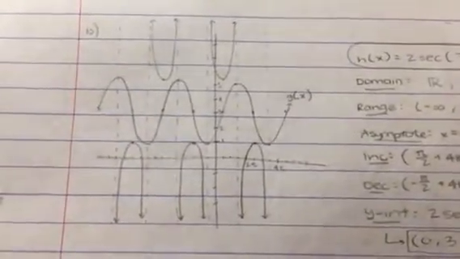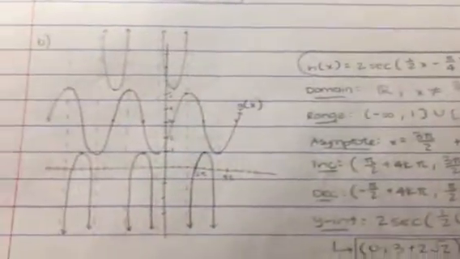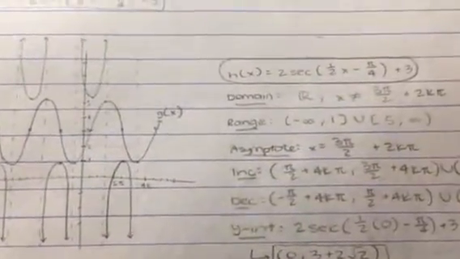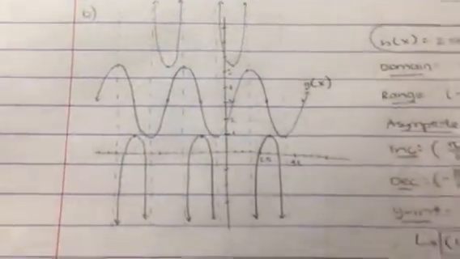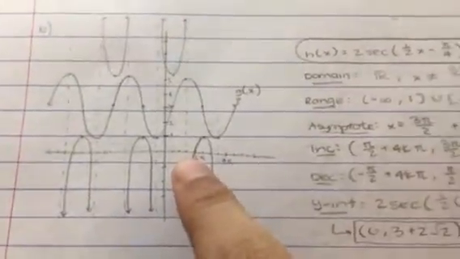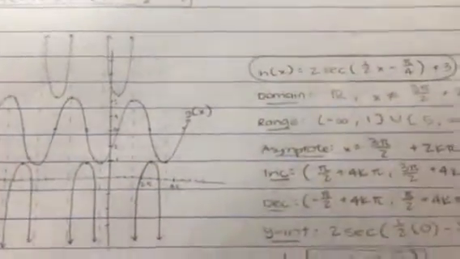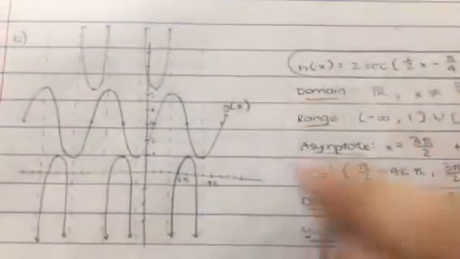So first, I found the domain, which is all real numbers except for the asymptotes, which are 3 pi over 2 plus 2k pi. So that's the domain. And the asymptote, as you can see, is 3 pi over 2 here, and plus 2k pi just to show all the other infinite asymptotes.